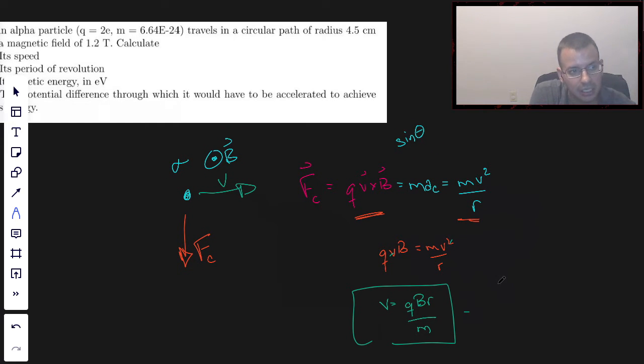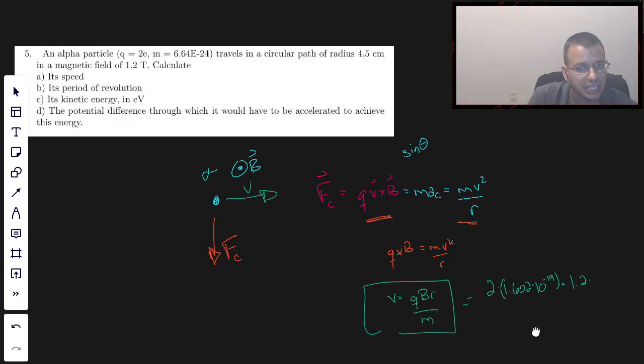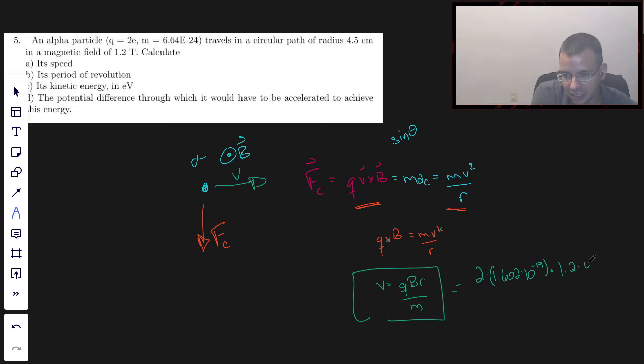So this is going to be 2 times 1.602 times 10 to the negative 19th. That's the charge of an electron in coulombs. The 2 represents that we have 2 protons in our alpha particle. The magnetic field is 1.2. The radius is 4.5 times 10 to the negative second.